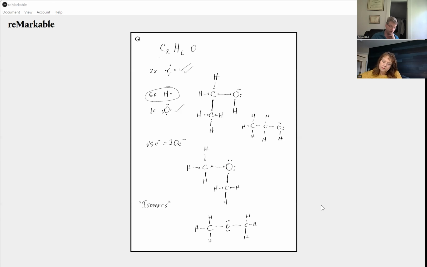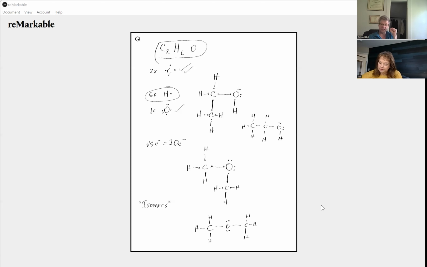Isomers have the same formula. Both of these are C2H6O. They are both isomers of one another. And there are two structures. But because the bonding is different, on the top we have two carbons bonded together. On the bottom, both carbons are bonded to the oxygen. So the bonding is different. Because the bonding is different, these are different compounds.